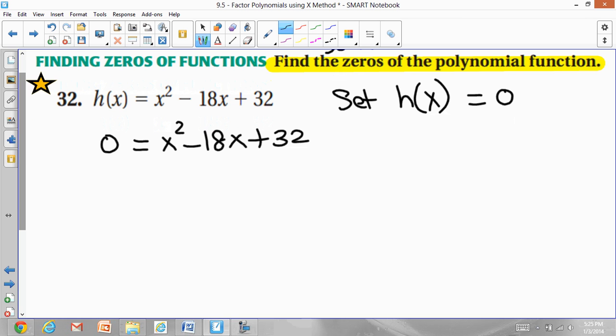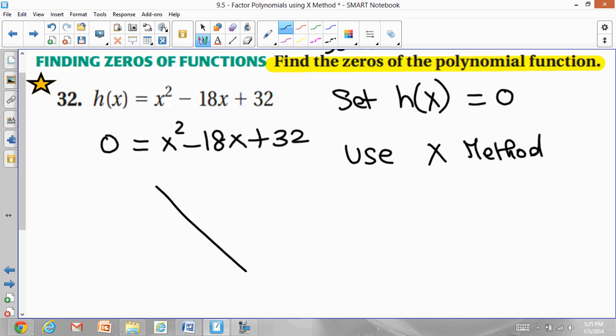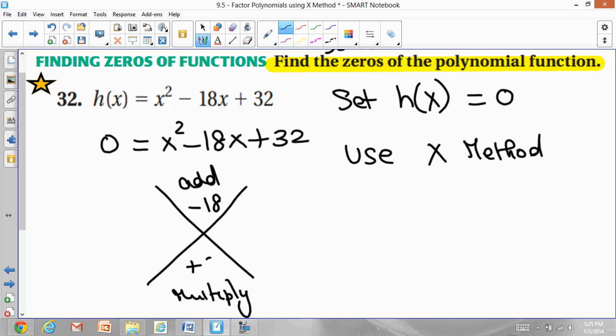So you want to use the x method. If you use the x method, it's going to look like this. The top is going to be your add, the bottom is going to be your multiply. This is always standard. So the middle one is going to be negative 18 in the middle, and the last one is going to be positive 32 on the bottom. So you're thinking, what two numbers when multiplied give you 32, and the same two numbers when you combine them give you negative 18.